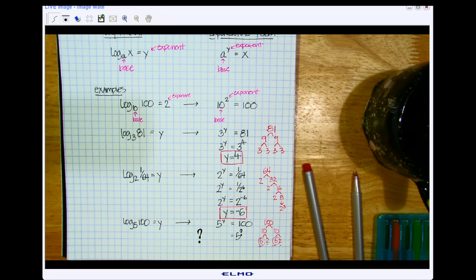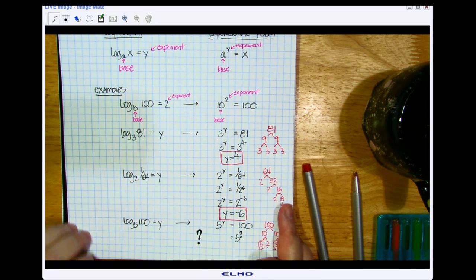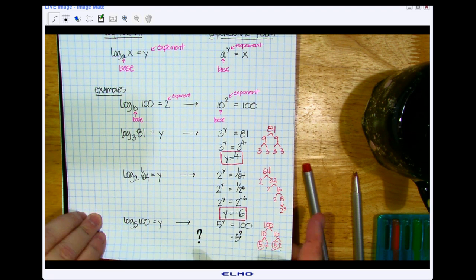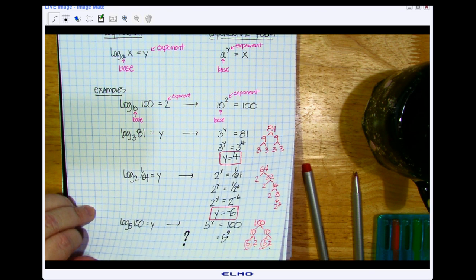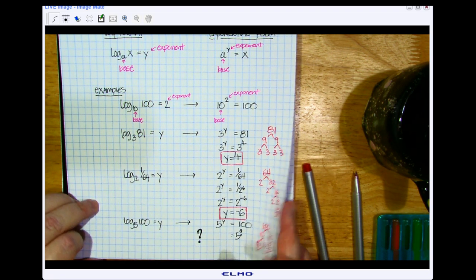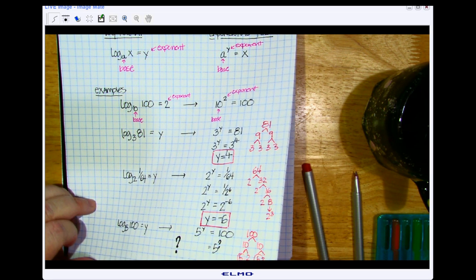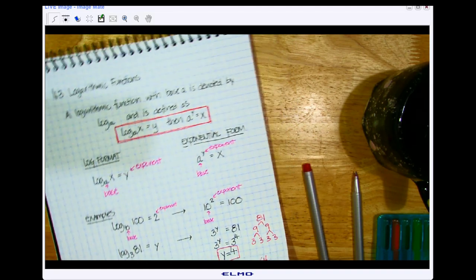There are some common properties of logarithms. Oh, trying to turn a page. Come on, page. There we go.